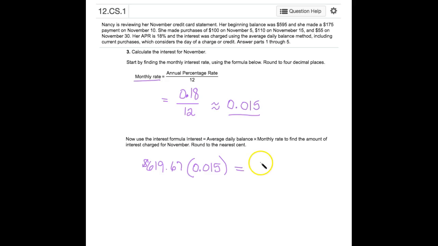$619.67. And that gives us, it does say round to the nearest cent, so I come up with 6.295. That 5 means we're going to round that 9 up, and if I do that, I need to round the 29 up to 30 cents. And that would be our interest for November.